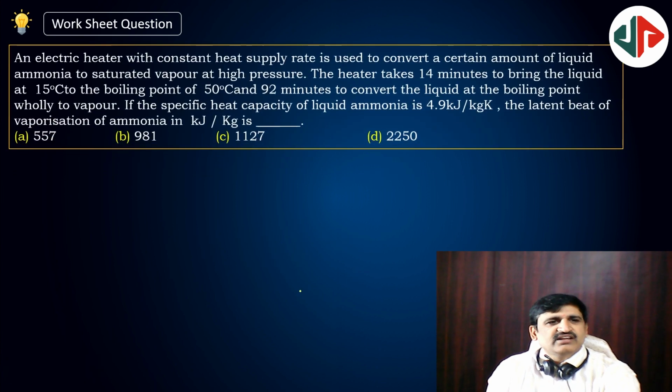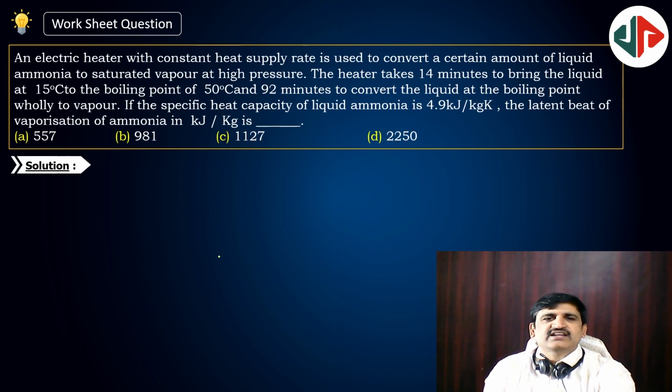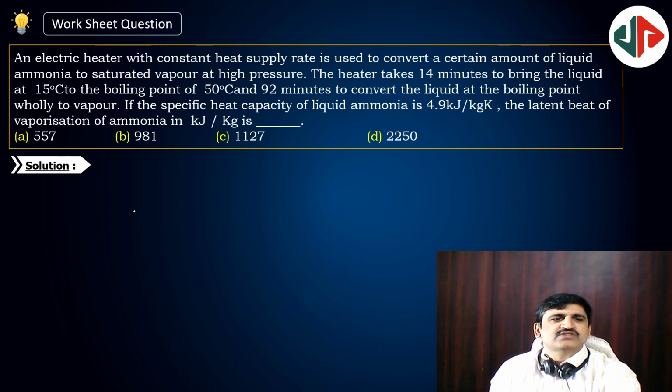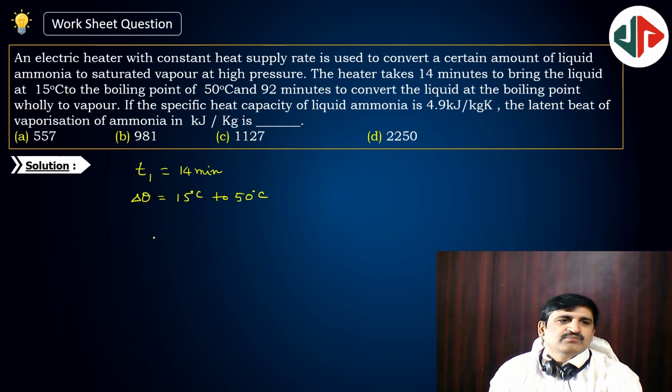Next. An electric heater with constant heat supply rate is used to convert a certain amount of liquid ammonia to saturated vapor at high pressure. The heater takes T1 equal to 14 minutes to bring the liquid from 15 degrees Celsius to 50 degrees Celsius, delta theta, and T2 equal to 92 minutes to convert the liquid at the boiling point to vapor.